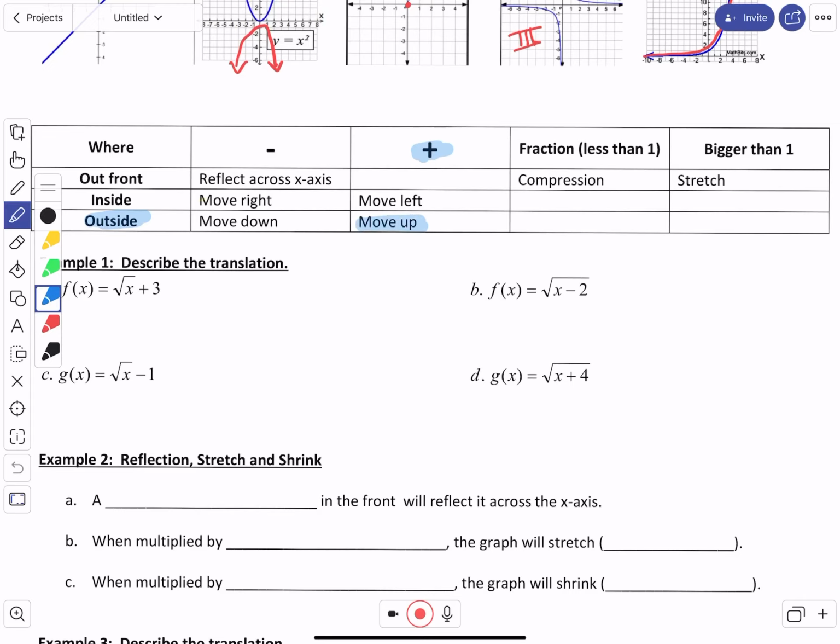So it's going to move up. Okay, so it's outside the radical, so it's going to move up. So we would say it goes up 3 units. So that's how you use your table.